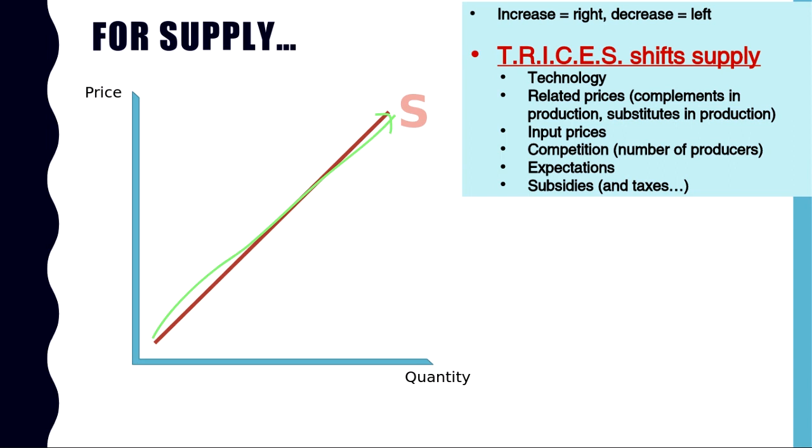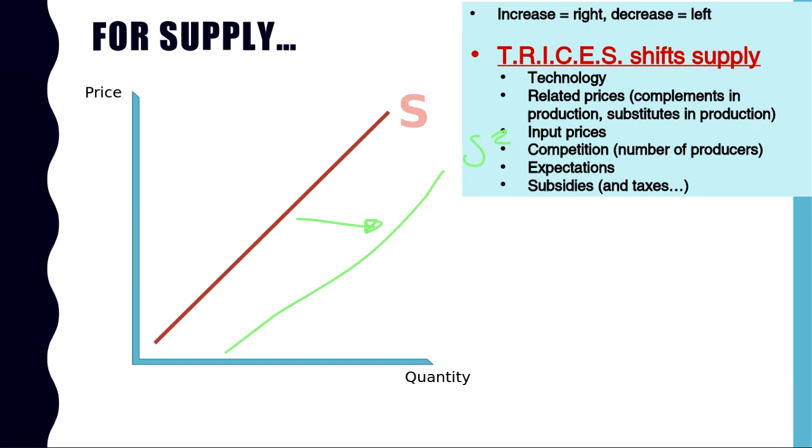So the tricky thing with supply is how it shifts. Same thing with demand. An increase is going to be to the right. So if I have an increase in supply, I'm going to have a supply line that shifts to the right. Now, every single time I do this, some kid goes, but supply went down, right? Because it looks like supply went down.